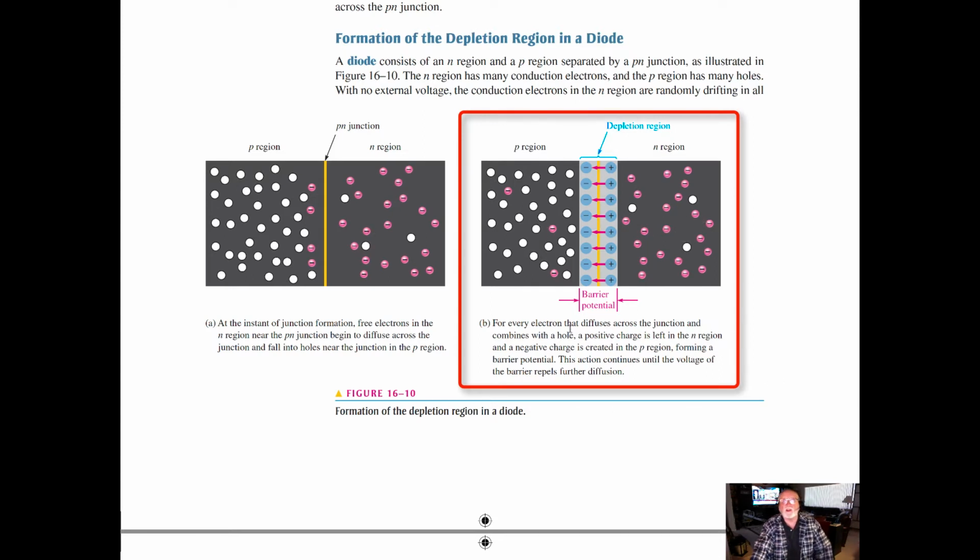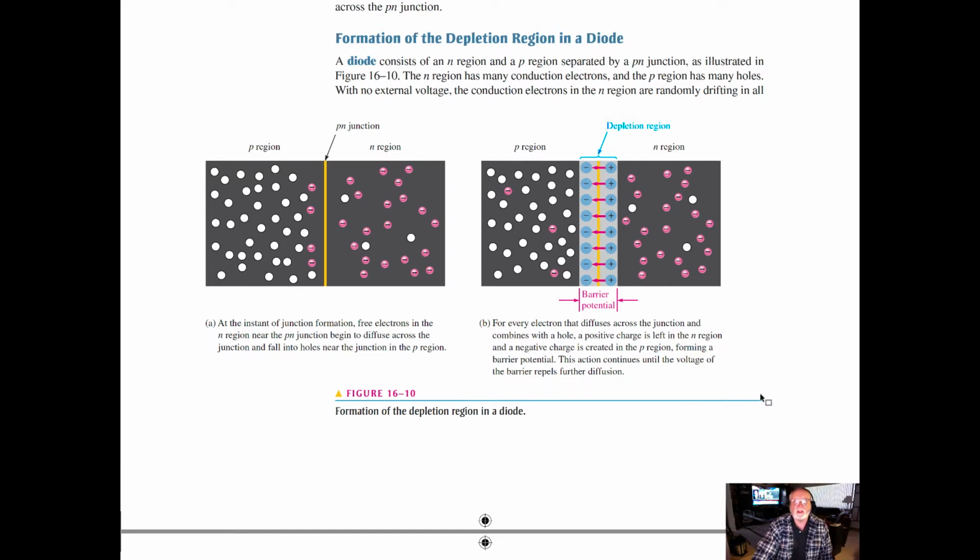So for every electron that diffuses across the junction and combines with a hole, a positive charge is left in the N region and a negative charge is created in the P region, forming a barrier potential. This action continues until the voltage of the barrier repels further diffusion. It's kind of like water reaching its own level. Okay, so this is what's going on in the junction here, or on either side of the junction.